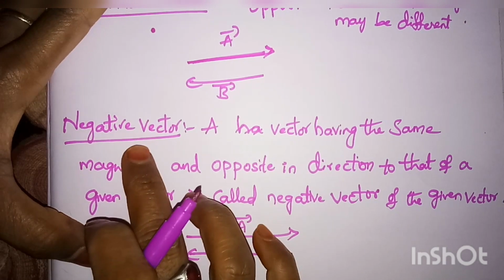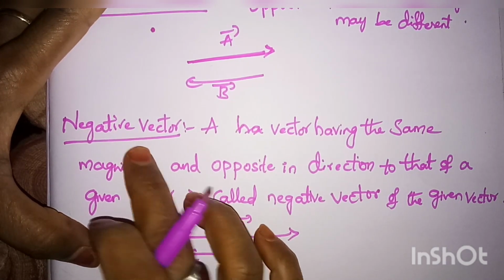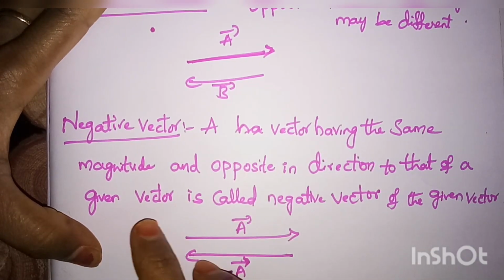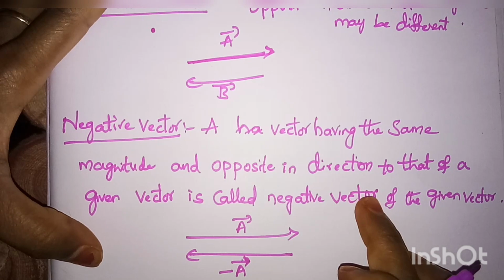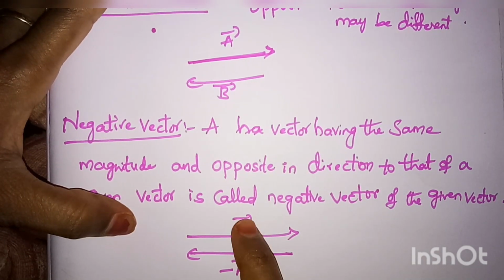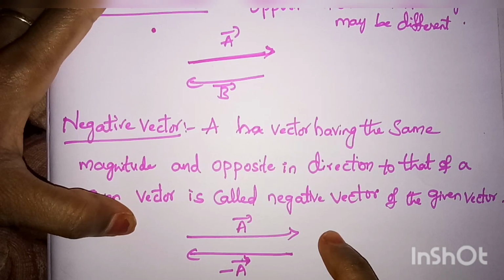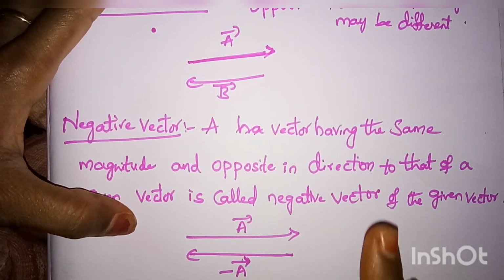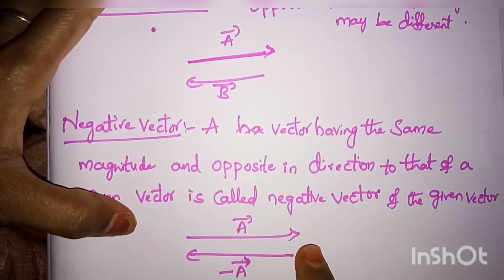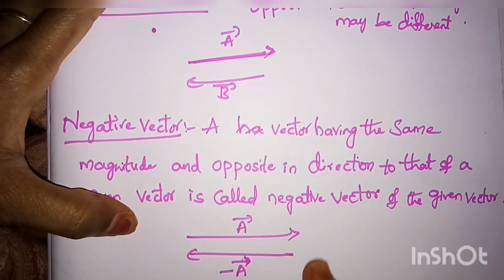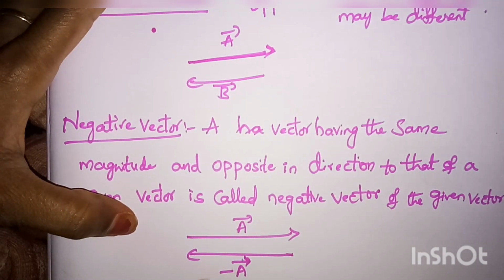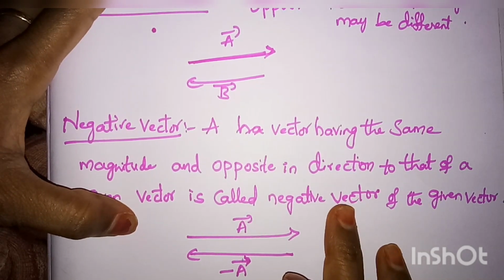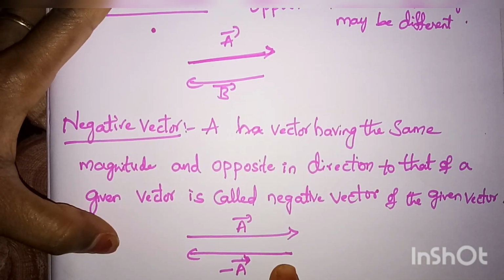So the next vector is the negative vector. What is meant by a negative vector? A vector having the same magnitude and opposite in direction to that of a given vector is called a negative vector. So we are given a vector a bar moving in the forward direction, but this vector is moving in the opposite direction, that is the backward direction. That we call a negative vector.